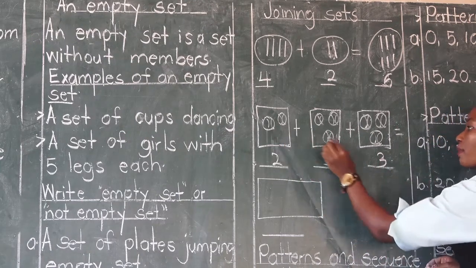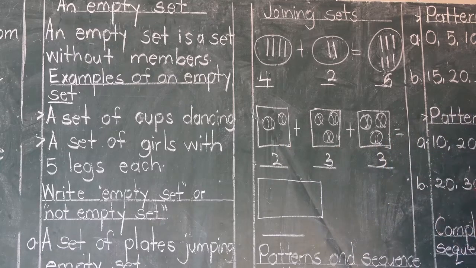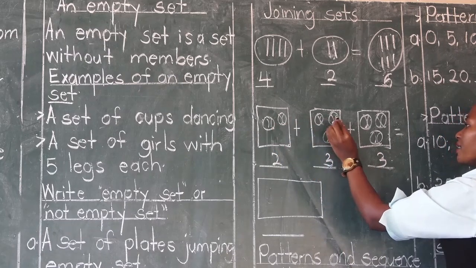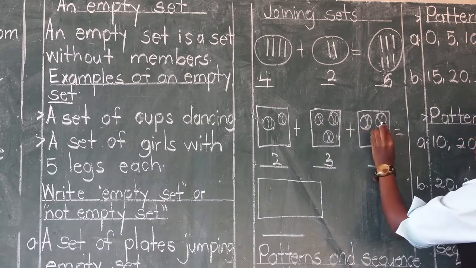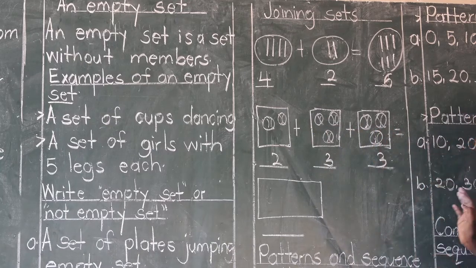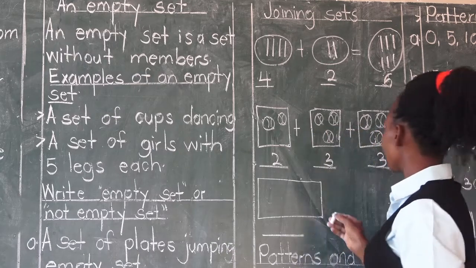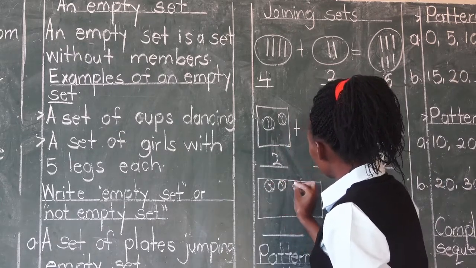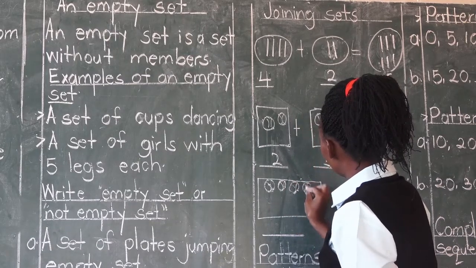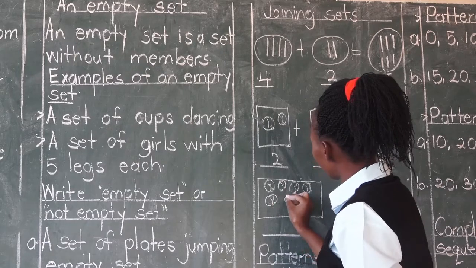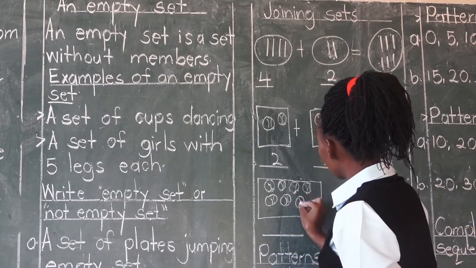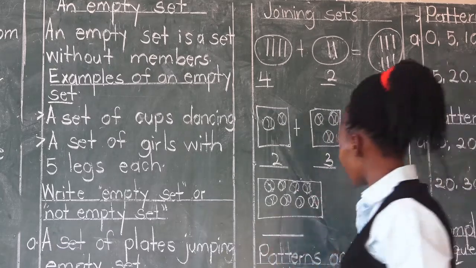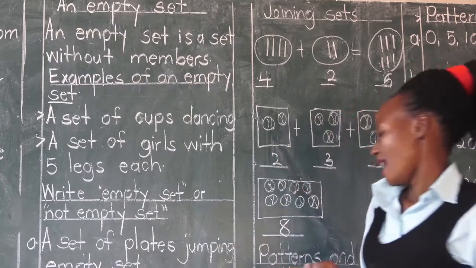Or we are going to count these balls. Then we form one big set. Let's put them together. 1, 2, 3, 4, 5, 6, 7, 8. Now we shall have 8 balls. 1, 2, 3, 4, 5, 6, 7, 8. We shall have 8 balls. Then even our number 8.